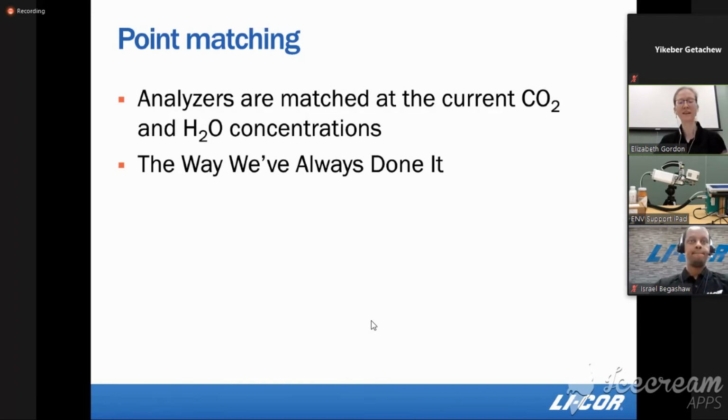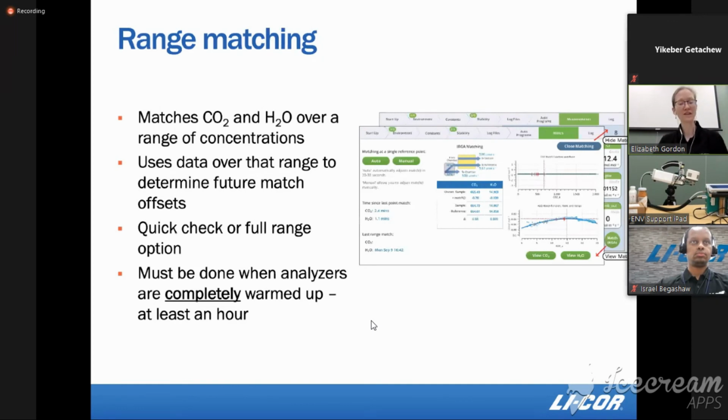So yes, point matching: analyzers are matched at the current CO2 and H2O concentrations. This is the way we've always done it. Range matching: we use data over the range of CO2 or H2O or both to determine future match offsets. So if I change my CO2 concentration, I don't need to match again because my instrument can just use that range data that it had. It must be done when the analyzers are completely warmed up. Otherwise, the range is not going to be as large as it could be. So you want to have your analyzers warmed up for at least an hour before you do this.